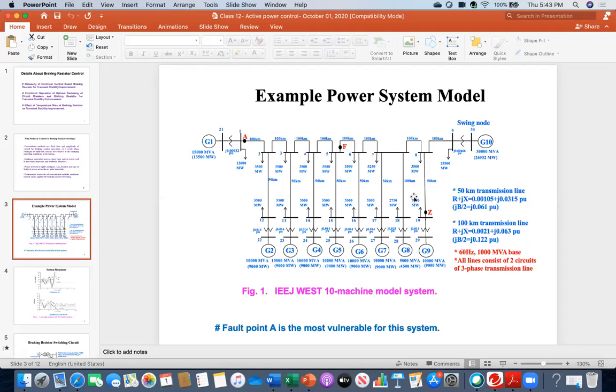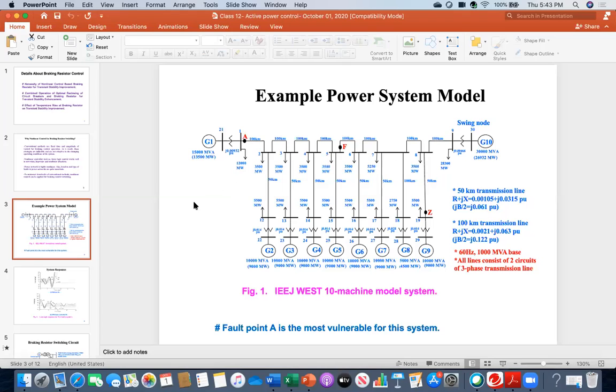That's why I am emphasizing that for every system there is a vulnerable point, and that is the most dangerous point. You must put a control means there. I mean, we are discussing braking resistors, that is okay. It can be some fault current limiter or some other device, any energy storage, any reactive power compensator. So for this system, you must choose point A.